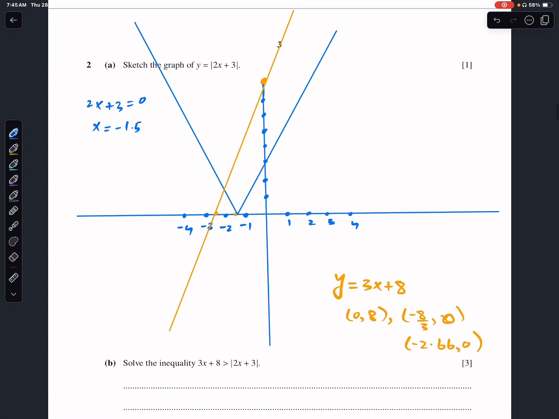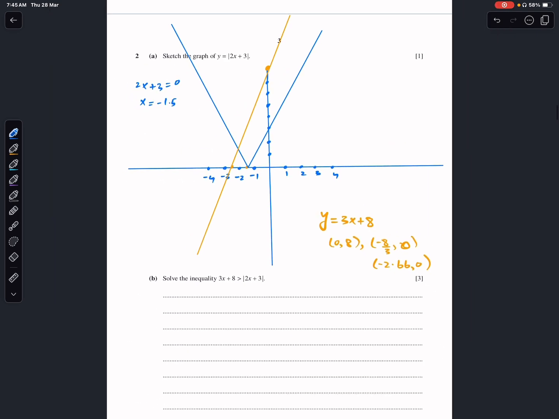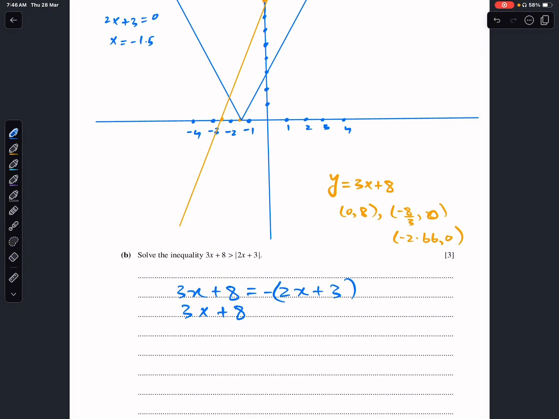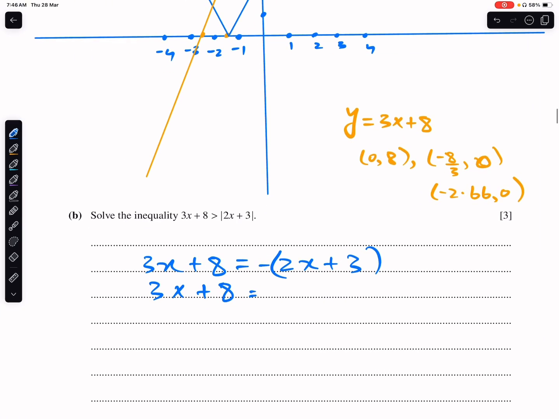So simply equate the negative part: 3x plus 8 is equal to negative 2x plus 3. So 3x plus 8 is equal to negative 2x, negative 3. So 5x is equal to minus 11. So x is minus 11 over 5.